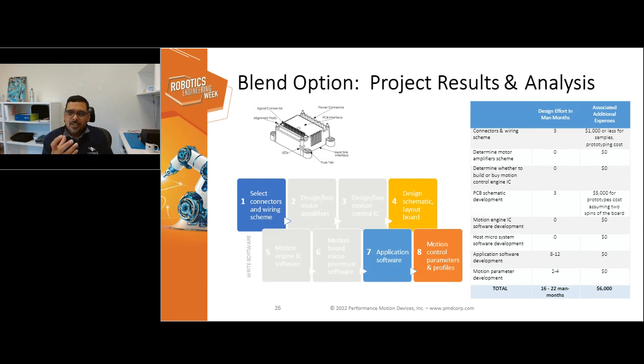But this gets them a level of customization that they look for. And they can plug these in, 1 per axis. So this lends itself to a distributed control approach, but you can also do it for a centralized approach. So this is in between in terms of the number of man-months required and the associated expense.